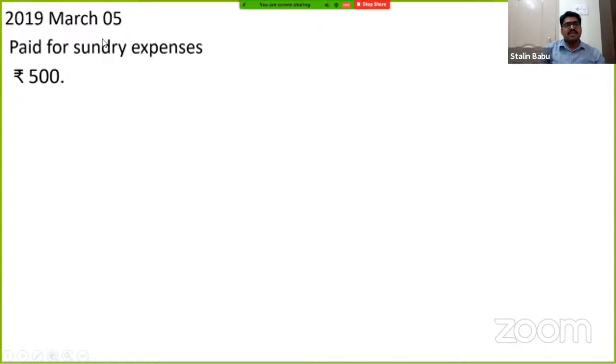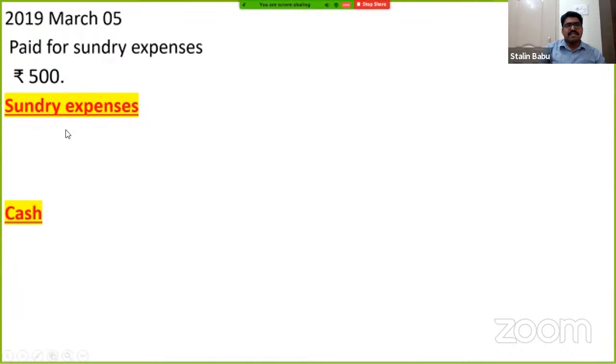2019 March 5th, paid for sundry expenses. It is also payment. Paid means payment. Cash is going out of the business. So we are paying sundry expenses, rupees 500. So the two accounts involved are sundry expenses and the cash account.